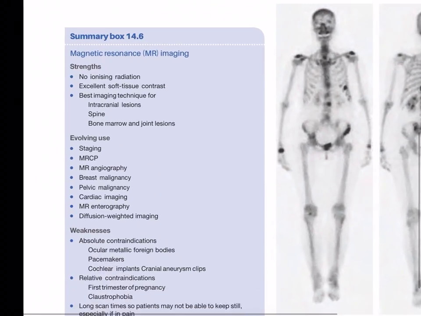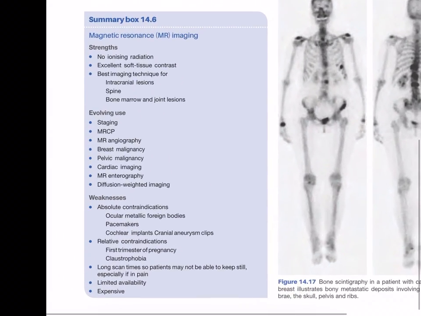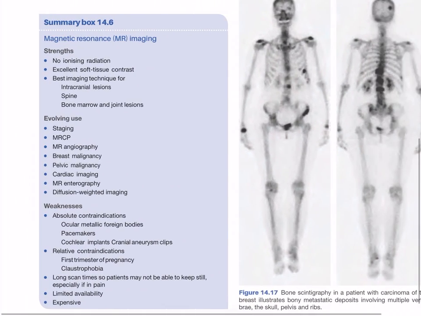Summary 14.6: magnetic resonance imaging, the strengths, evolving use and the weaknesses. Strengths: no ionizing radiation, excellent soft tissue contrast, best imaging technique for intracranial lesions, spine, bone marrow and joint lesions. Evolving use: staging, MRCP, MR angiography, breast malignancy, pelvic malignancy, cardiac imaging, MR enterography, diffusion weighted imaging.